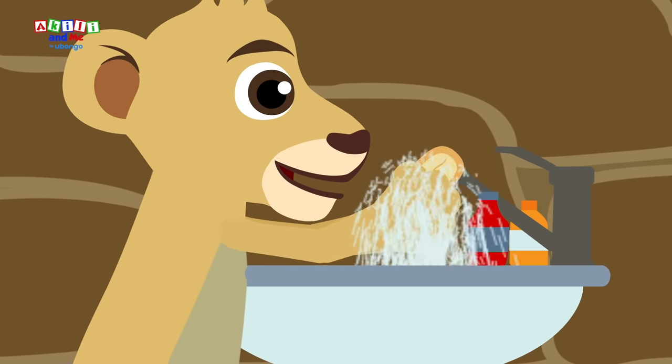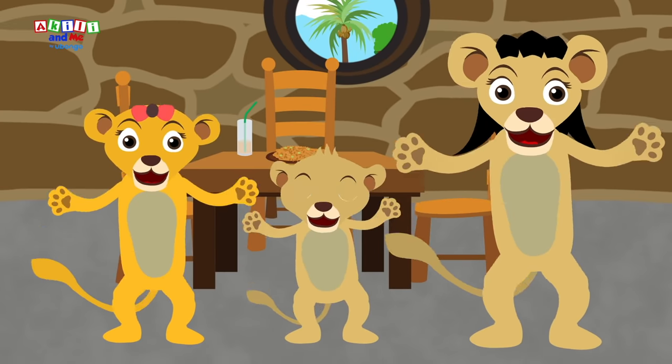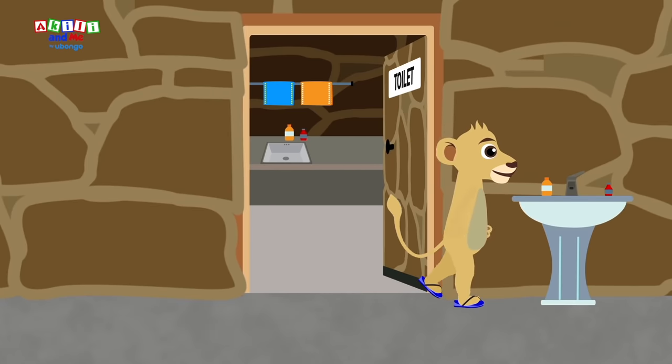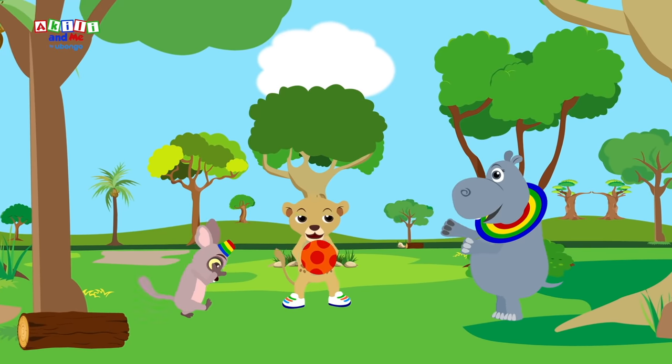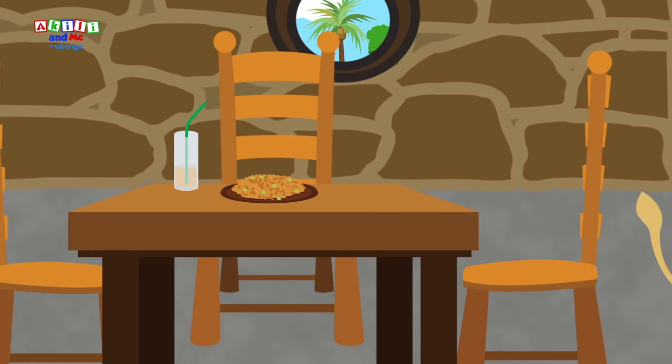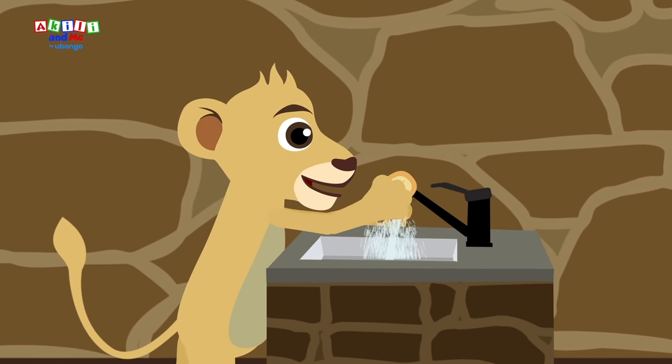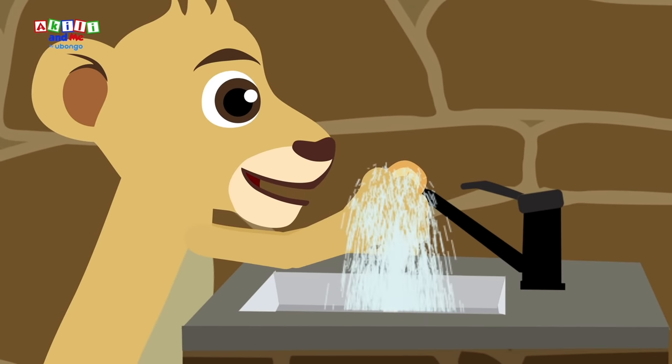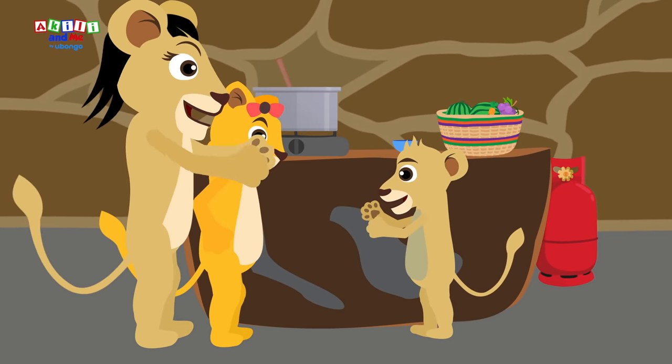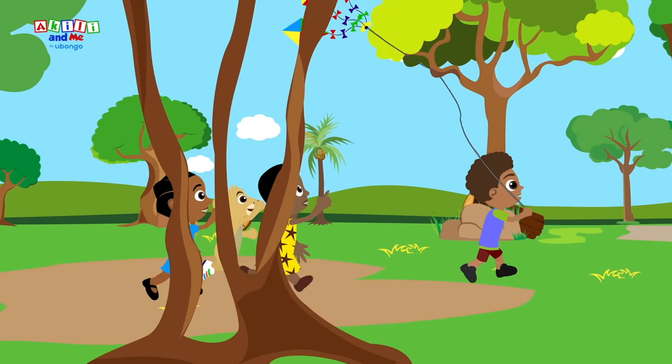After I use the toilet, after playing outside, before I eat, I wash my hands. I wash my hands. Washing hands keeps me clean and healthy.